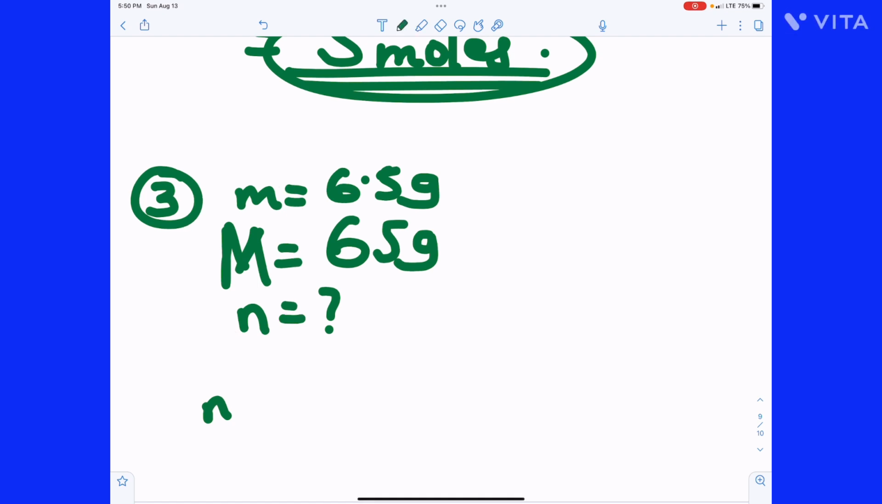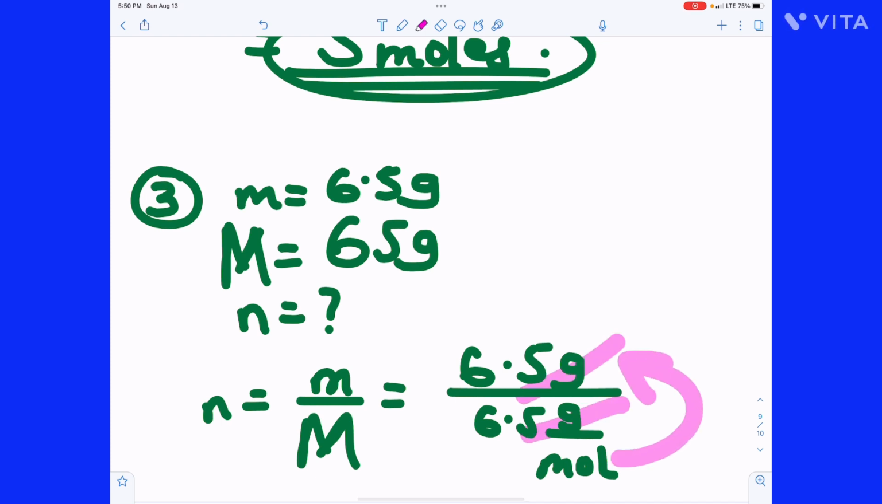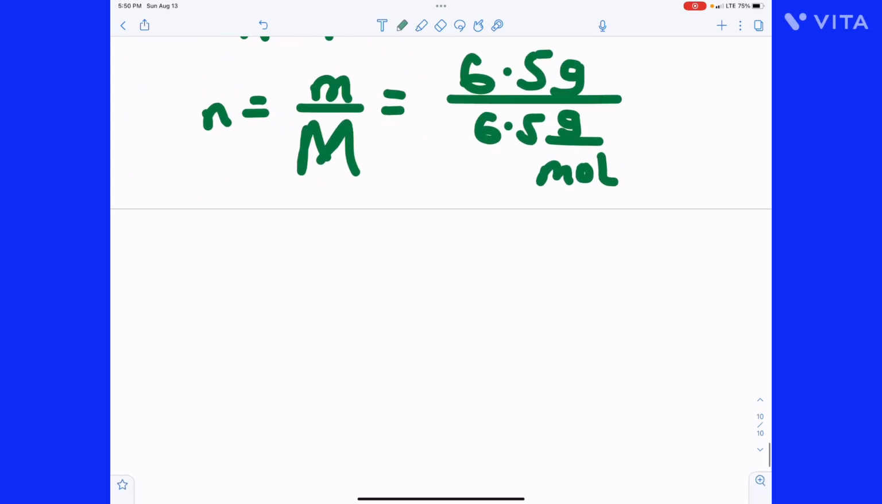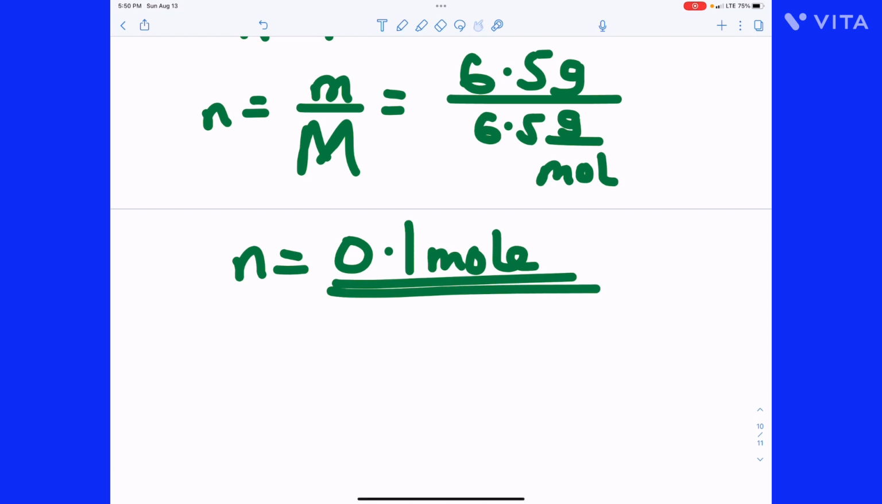That formula is number of moles is reacting mass over what? Molar mass. So the number of moles we have will be 6.5 grams over 65 grams per mole. So here, grams will cancel grams, mole will go up, and you get 6.5 divided by 65. The number of moles present there is 0.1 moles. So take note of that too.